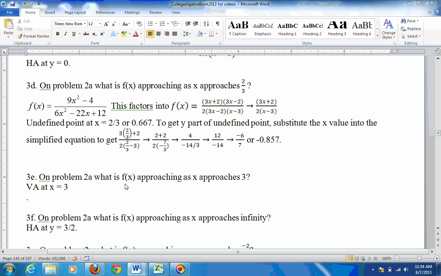On problem 2a, what is f of x approaching as x approaches 3? Well, if you look back at 2a, there's a vertical asymptote at x equals 3, so that means that it's approaching infinity. On problem 2a, what is f of x approaching as x approaches infinity? Well, when x is approaching infinity, it's a question about the horizontal asymptote, and problem 2a had a horizontal asymptote at 3/2.